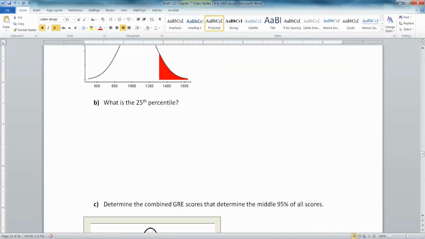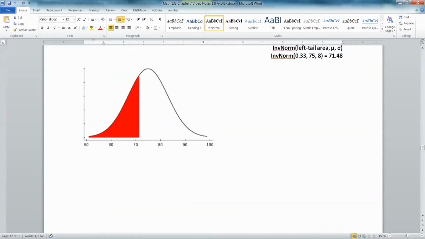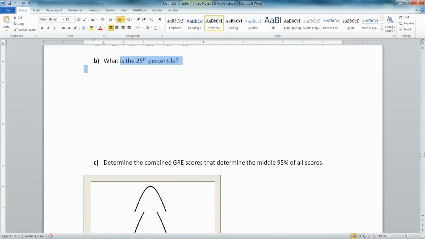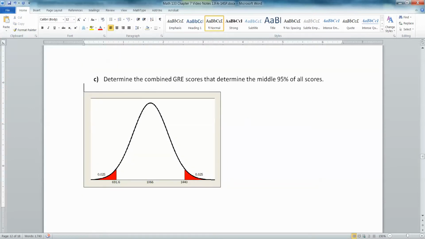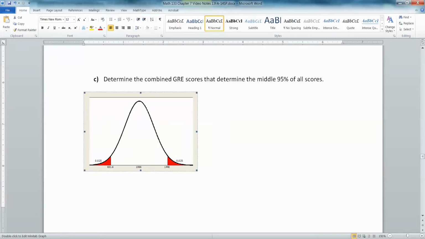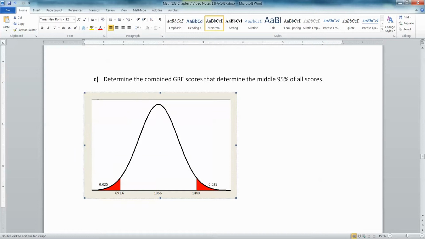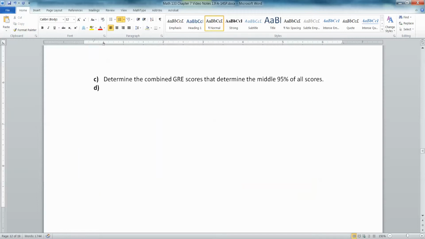All right. 25th percentile is basically the same as the one up here, right? It's 25% instead of 33%. What about this, though? This is a really important problem for later on in the course. So how would this work? So if you got the middle is 95%, let me make that bigger. The middle is 95%, that's the white region in the middle. Then each tail is worth 2.5%, right? Because you take, let me write it out.